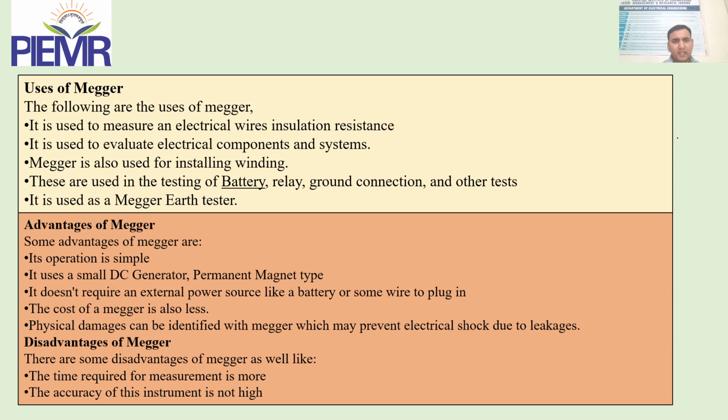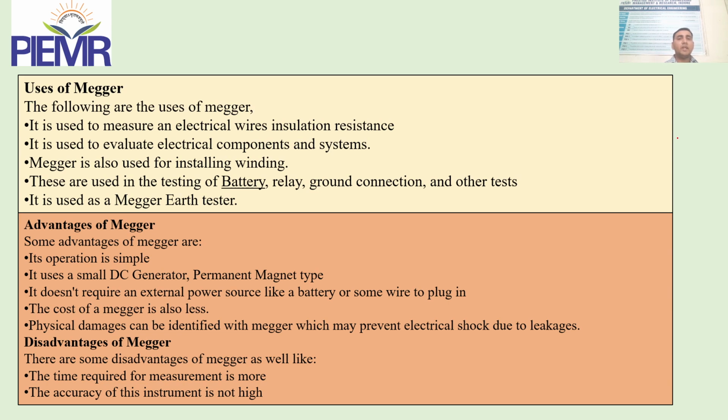Testing of batteries and relays, grounds, and installing windings are also uses. A major advantage is that it is a very simple machine. We use a small DC generator or permanent magnet type generator. It does not require external sources or batteries to use. Cost is very low. As I say, physical damage can be identified by this particular megger.